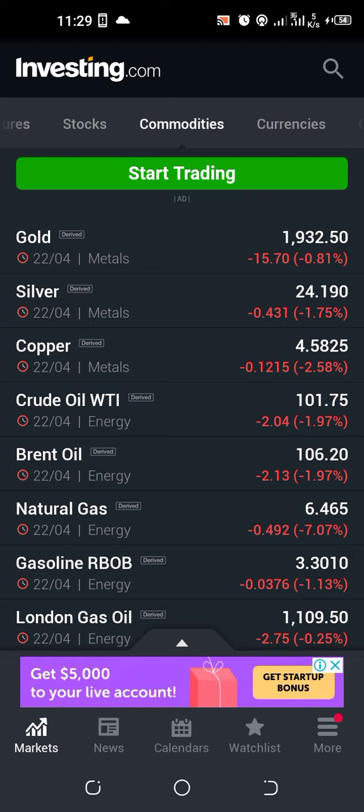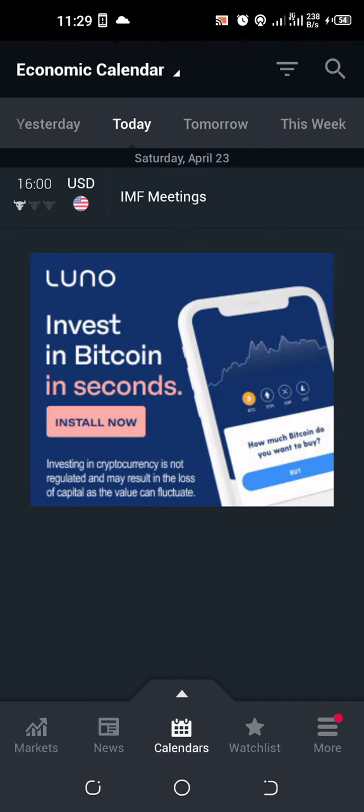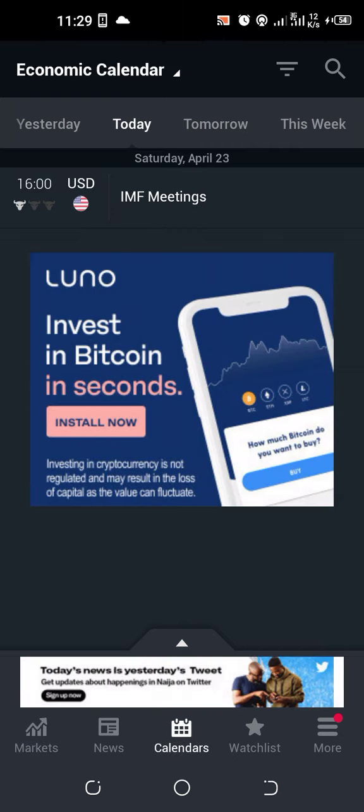What you want to pay attention to is the calendars. Once you click on the calendars, you'll see the option above, economic calendar, at the top left hand. You can see the option of days: yesterday, today, tomorrow, and this week. Scrolling more, you can also see next week.